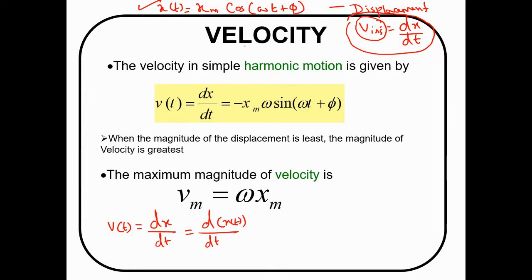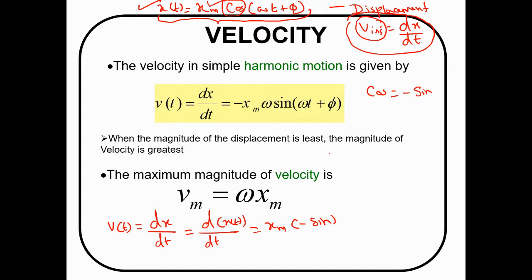So I'm going to differentiate this equation with respect to time. This is my constant amplitude, so I'm going to write my constant as it is. What is my amplitude? Xm. If you differentiate this cosine, what will you get? Sine, of course, with a minus sign. Differentiation of the cosine is minus sine, so I have to write minus sine.